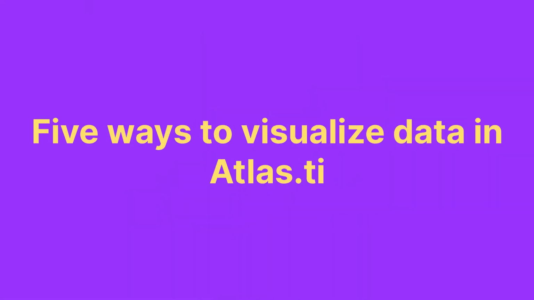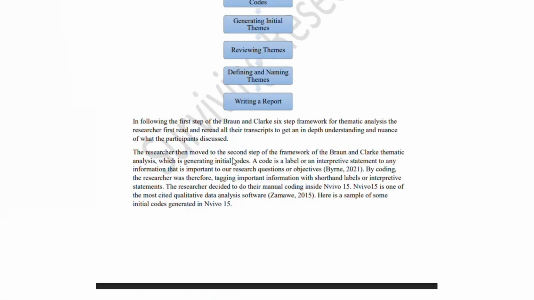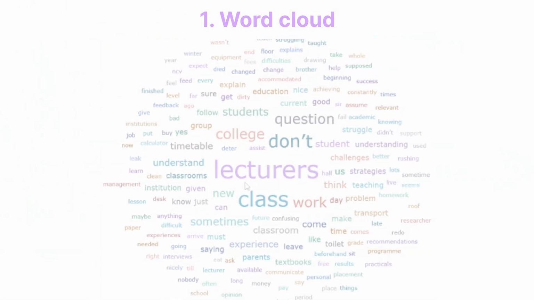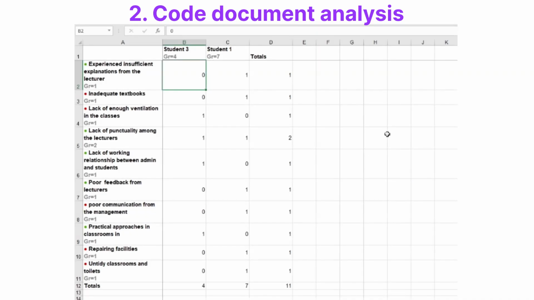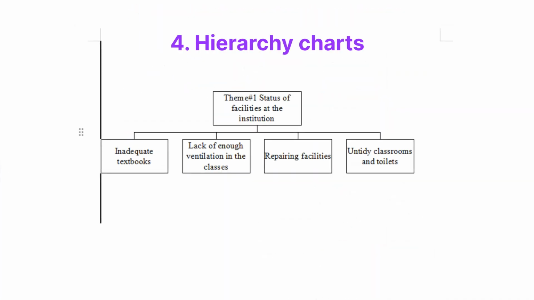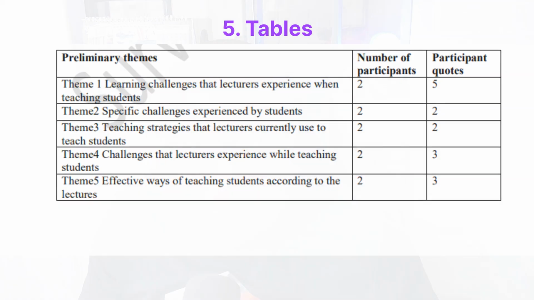In this video, I will show you 5 ways you can visualize your data in ATLAS.ti to come up with an interesting report that a third party would enjoy reading. We are going to create 1. Word cloud, 2. Code document analysis, 3. Concepts chart, 4. Hierarchy chart, and 5. Tables.